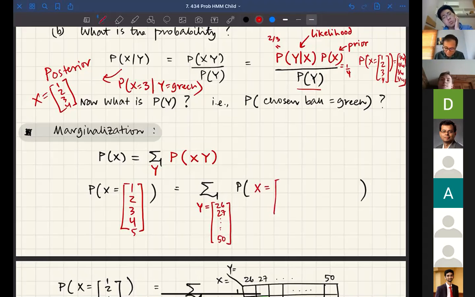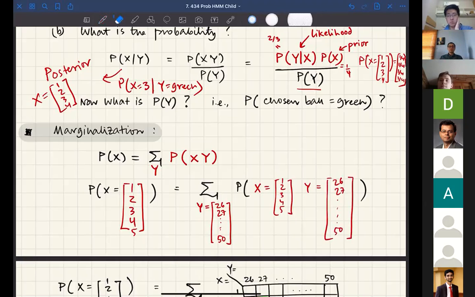XY, you think of X as 1, 2, 3, 4, 5, and Y is 26, 27, up to 50. Once you look at it this way, it's no longer that hard. Now look.